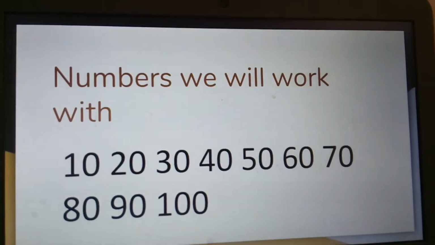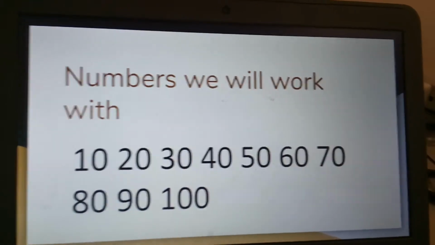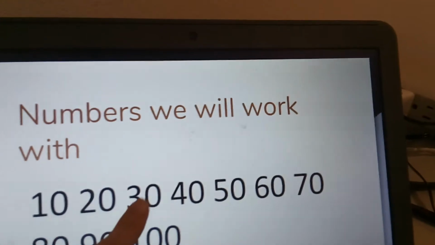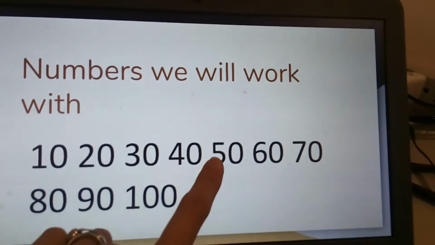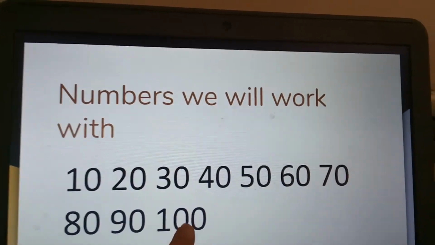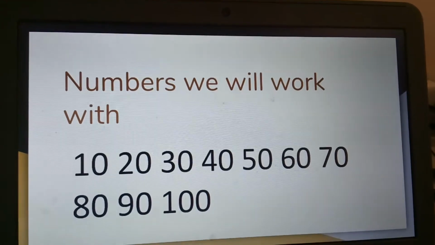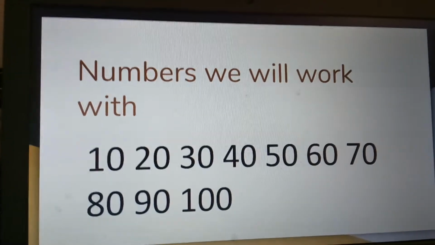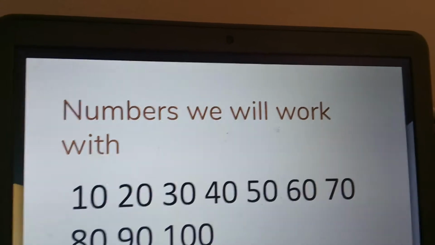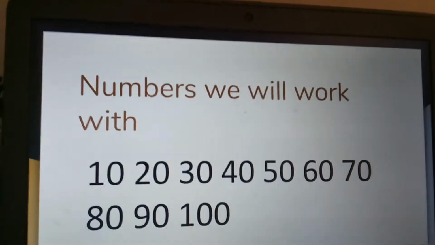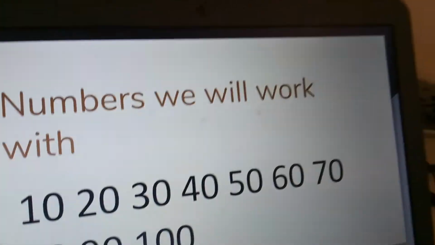Now, just like yesterday, this means that the numbers we will work with are as following: 10, 20, 30, 40, 50, 60, 70, 80, 90, 100. Notice how I'm counting by tens. Now, in order to subtract our tens, we will be playing a kind of fun card game called Take Away Tens. And Take Away Tens has 3 steps.